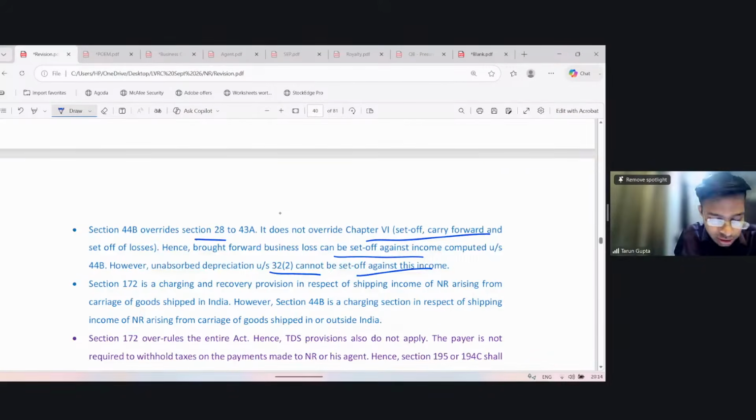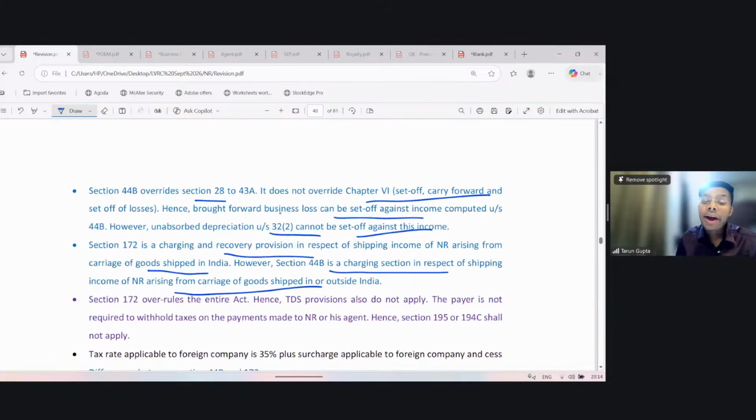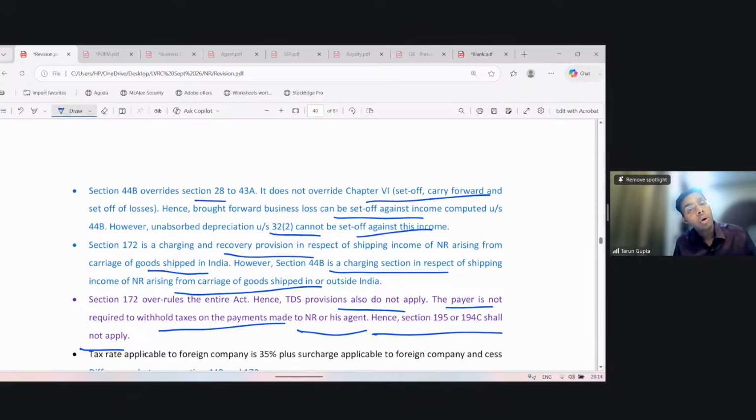Section 172 is a charging and recovery provision in respect of shipping income of NR arising from carriage of goods shipped in India. However, Section 44B is a charging section in respect of shipping income of NR arising from carriage of goods in or outside India. Section 172 overrules the entire Act. Hence, TDS provisions also do not apply. The payer is not required to withhold tax on payment made to NR or his agent. Hence, Section 195 or 194C, as the case may be, shall not apply.